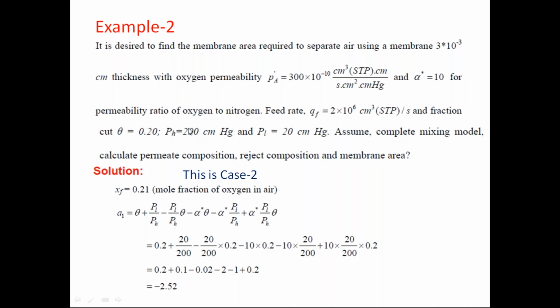Then the pH, high pressure side, is this value, low pressure side this is the value. Assume complete mixing model, calculate the permeate composition, that is YP, and reject composition, that is X0, and membrane area. So membrane area you should calculate. So this is a case 2 where we were not knowing either XF, either X0 or YP.